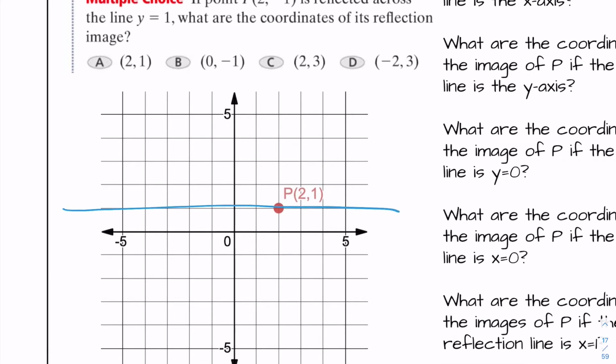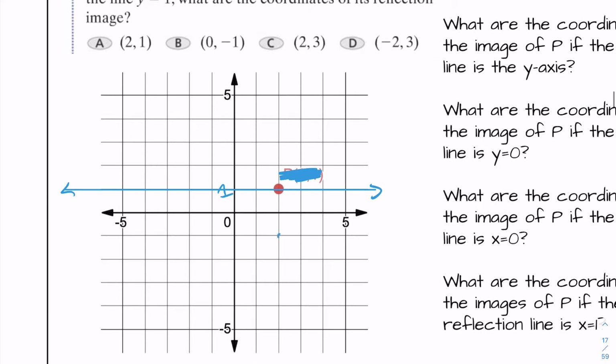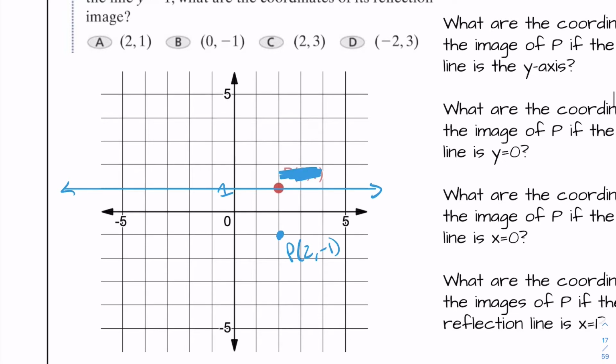Here's the line y equals 1, right? Yeah, this is 1. The point is at 2, negative 1. Oh, I put it in the wrong spot. That's all right, I'll fix the notes for next time. Here's a line. Here's a point P of 2, negative 1. I was wondering why it was on the line. I must have been thinking ahead. Okay, so there's 2, negative 1.